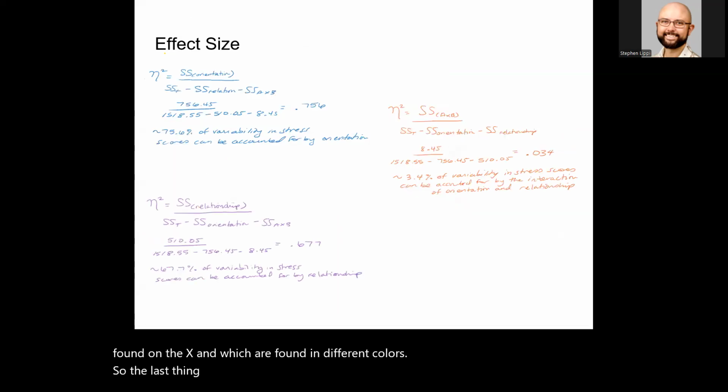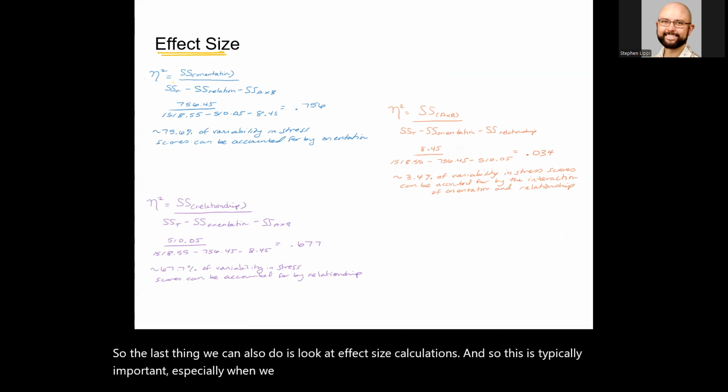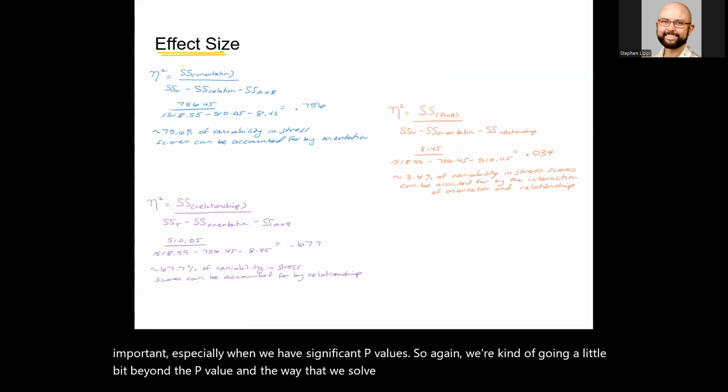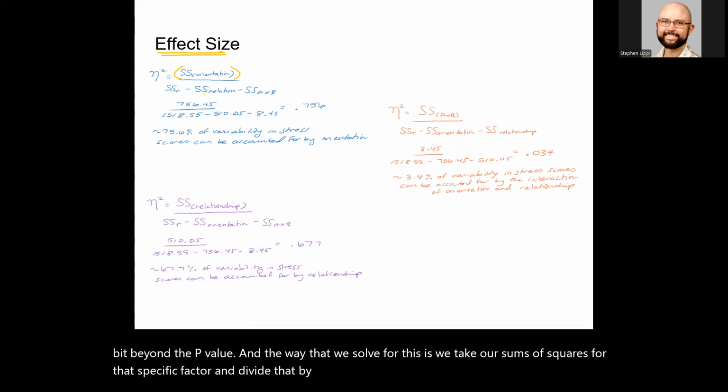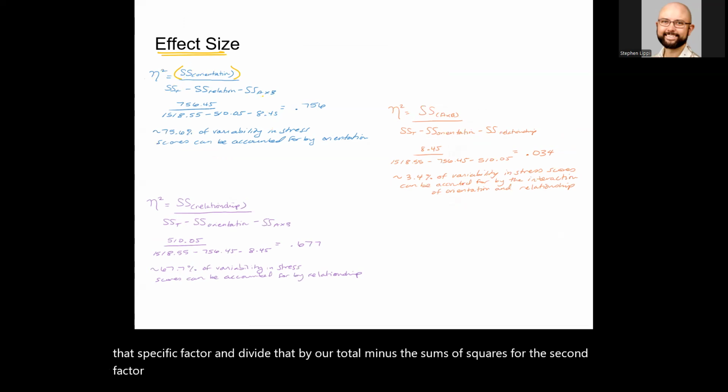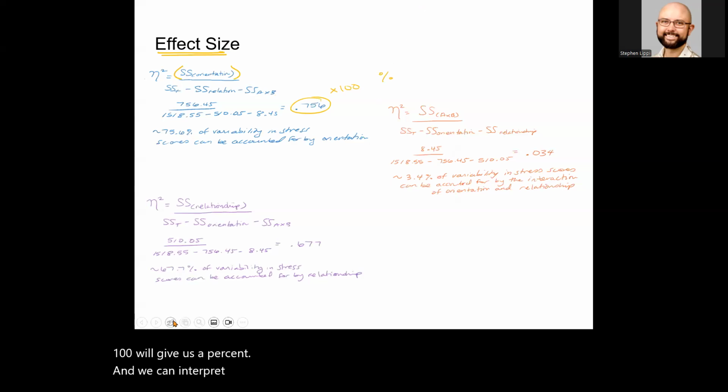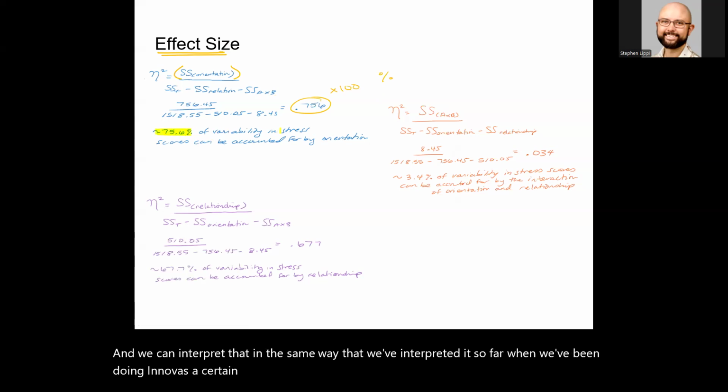The last thing we can also do is look at effect size calculations. This is typically important, especially when we have significant p-values. So again, we're going a little bit beyond the p-value. The way that we solve for this is we take our sums of squares for that specific factor and divide that by our total minus the sums of squares for the second factor minus the interaction. That will give us a decimal value, which when we multiply by 100 will give us a percent. And we can interpret that in the same way that we've interpreted it so far when we've been doing ANOVAs. A certain percentage of variability in our dependent variable can be accounted for or explained by our independent variable.